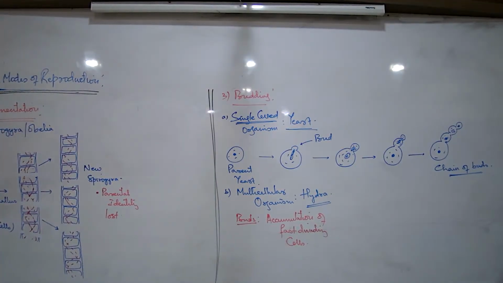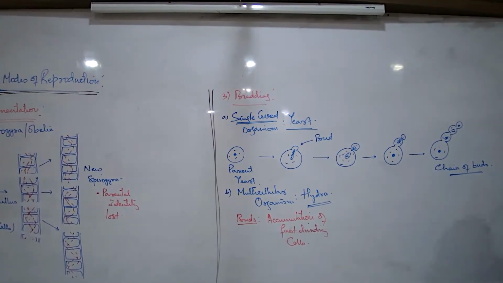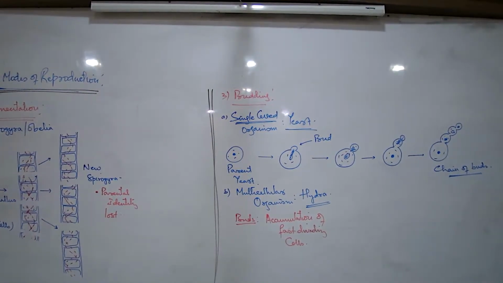We have studied binary fission, multiple fission, fragmentation, budding in yeast and budding in hydra. One more concept of budding, that is the budding in bryophyllum. But this is actually a concept in plants. This is also known as budding. What happens in this? This is a type of a plant, bryophyllum.